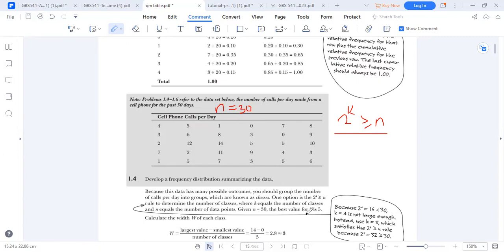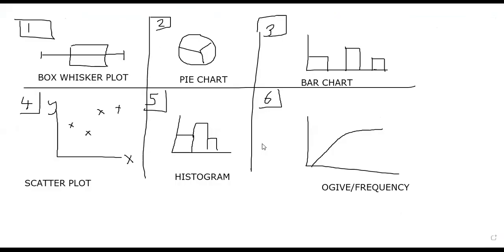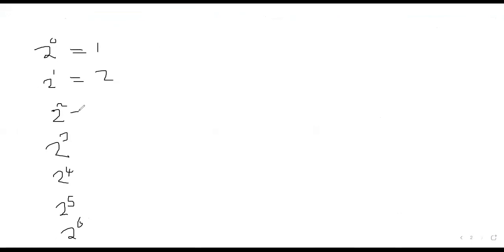So I was telling you to come up with a mini table for yourself, which looks like this. 2 to the power 0, 2 to the power 1, 2 to the power 2, up to 2 to the power 6, up to 7 somewhere there, if you like. 2 to the power 0 is 1, 2 to the power 1 is 2, 2 to the power 2 is 4, 2 to the power 3 is 8, 2 to the power 4 is 16, 2 to the power 5 is 32, 2 to the power 6 is 64.